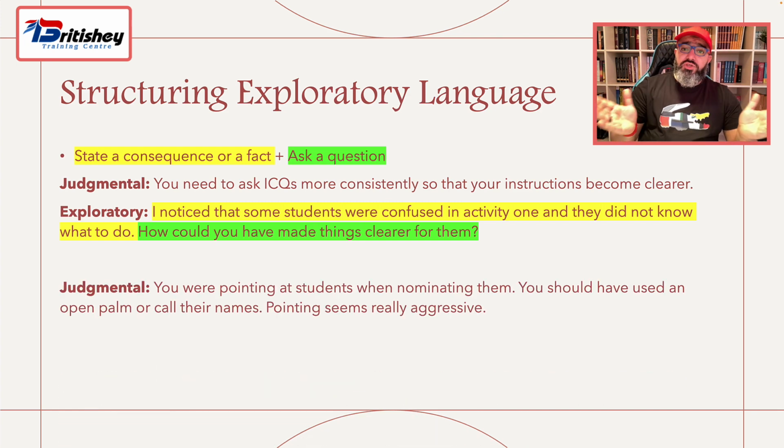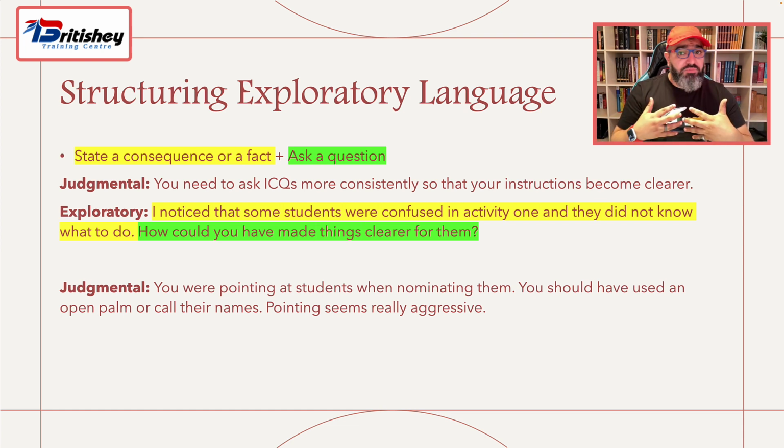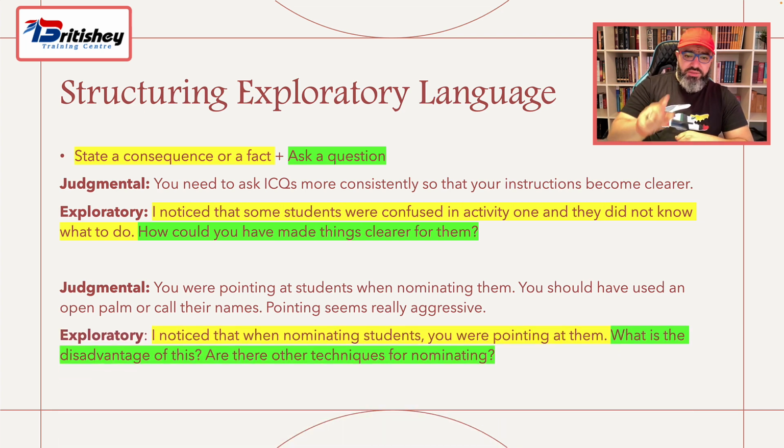Another example. You were pointing at the students when nominating them. You should have used an open palm or called the names. Pointing seems really aggressive. Now, again, is there anything left to think about, to come up with? The answer is no. But look at exploratory language.